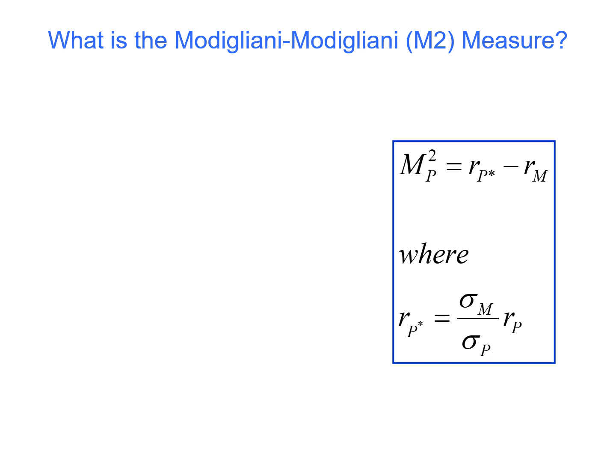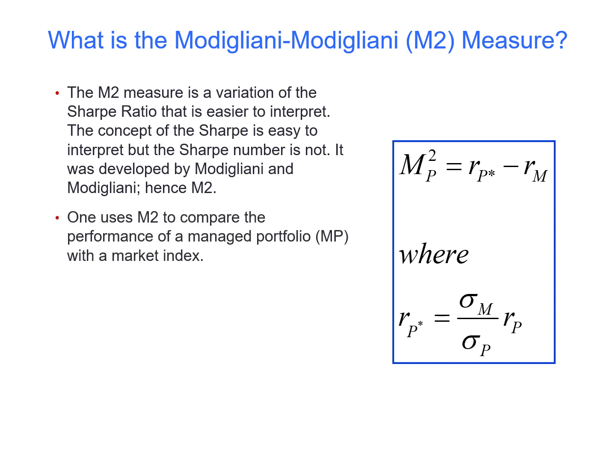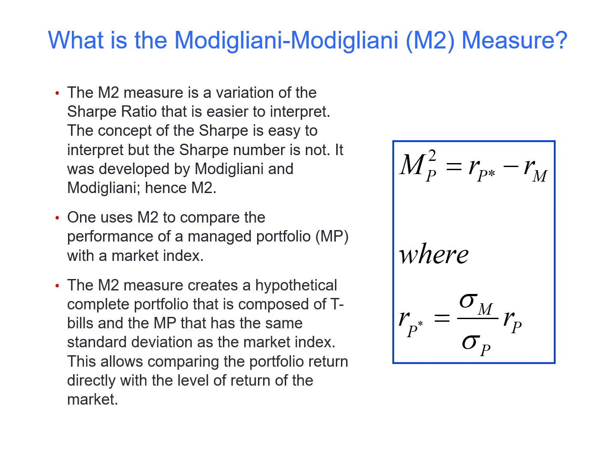The M2 measure builds on the Sharpe ratio but offers easier interpretability. It compares a managed portfolio's performance against a market index by creating a hypothetical portfolio with the same risk level. This allows for a direct comparison of returns, making it a valuable tool for assessing investment outcomes. Pause for a moment to review the M2 formula and the accompanying descriptors on this slide.